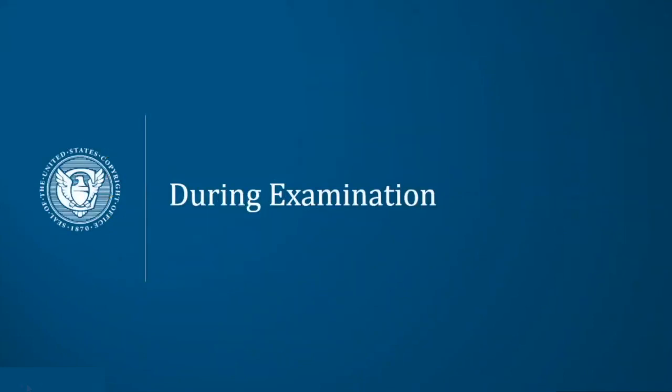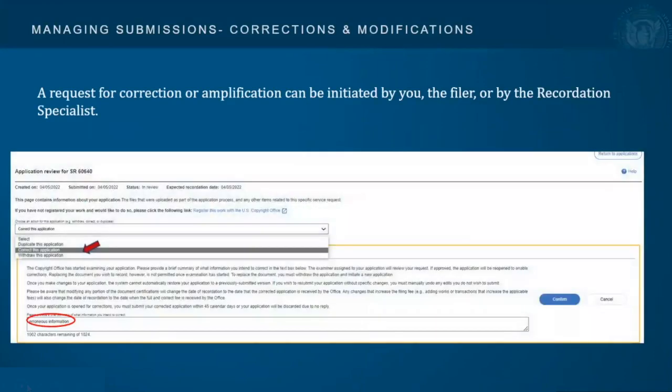During examination. During examination, a request for correction or amplification can be initiated by you, the filer, or by the recordation specialist. To initiate a corrections request during examination, navigate to the application review page for the SR in question. Once there, select Correct this application from the Choose an Action for this application drop-down menu.